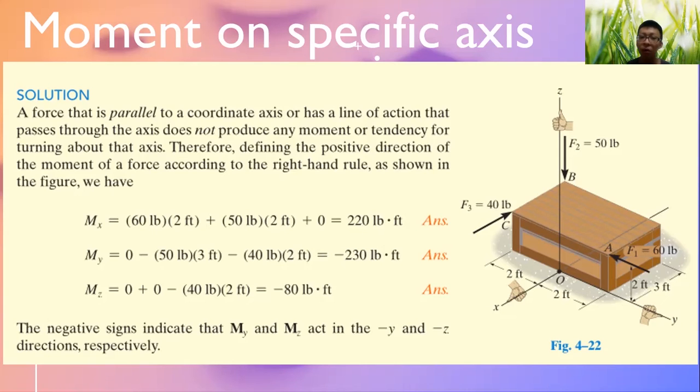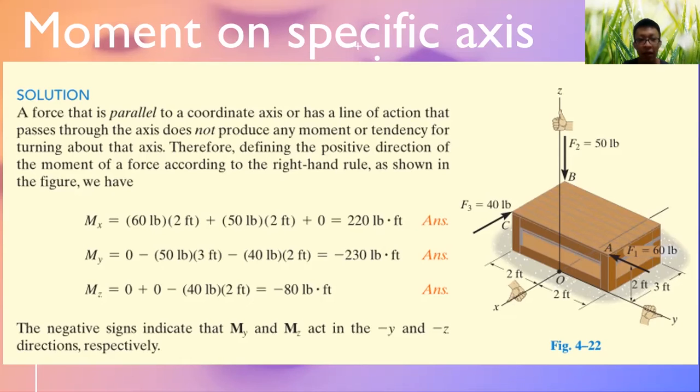For Mx, the moment about x, we need to consider every different direction. So 60 pounds times 2. 60 pounds is the y-axis, and times 2 feet is from the height, 2 feet. So plus 50 pounds times 2 feet. 50 pounds is the force from the z axis, so it's at point B, times 2 feet. And then plus 0, since F3 is in the same direction as the x axis, so it can't do anything, and it will be cancelled and be 0.